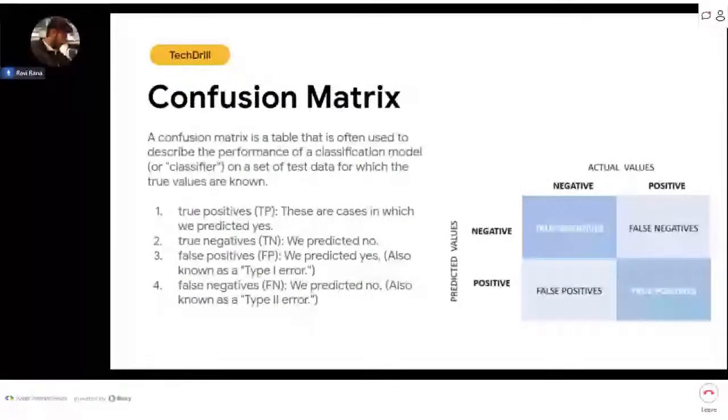True positives are actually the values that you predicted correctly. Suppose there was an image of a cat, and while testing your machine learning model, it predicted the image of a cat. So that is a true positive. Okay. So now you have another image, a second image, and that is also a true positive.